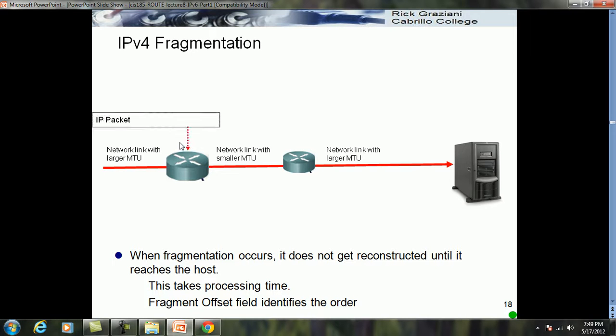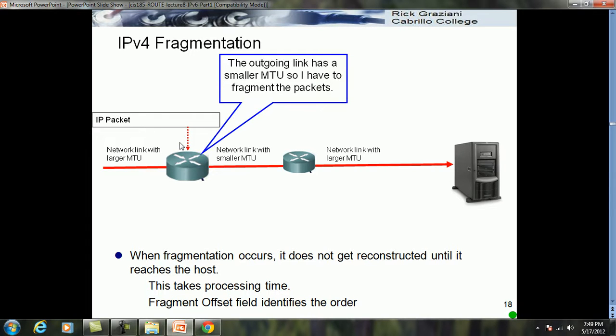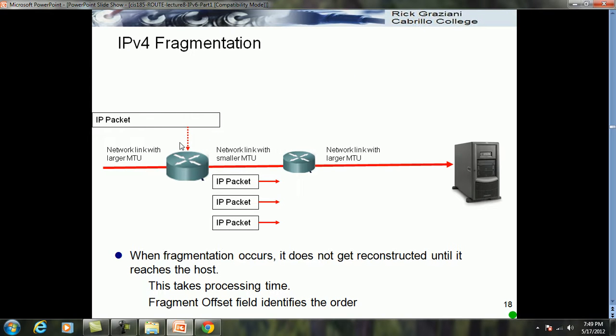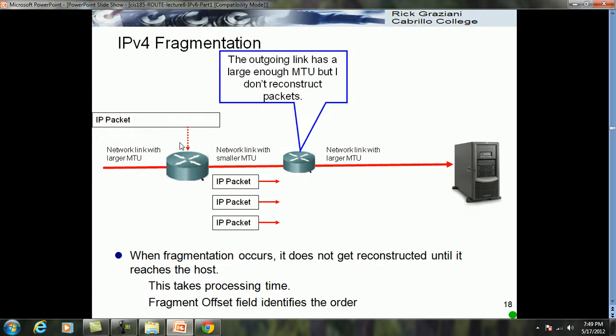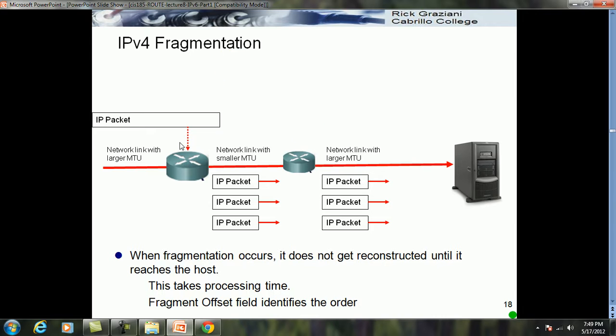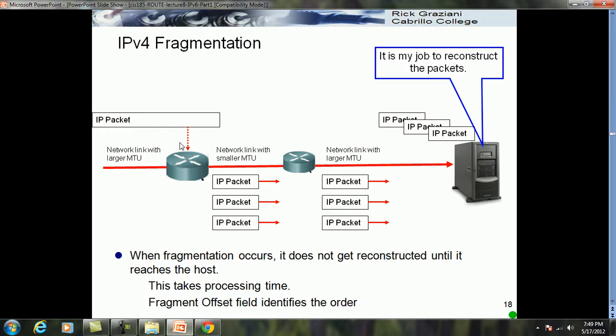Now fragmentation. You know fragmentation of an IP packet. The outgoing link is smaller, so I have to fragment the packets, correct? So we send to this device. Now this device says that my outgoing link is large enough, but I am not going to reconstruct the packets. Who will reconstruct the packets? The server, the end receiving device. Now his work is to reassemble the packets. So he will reconstruct the packets.